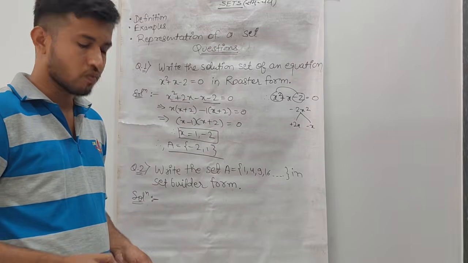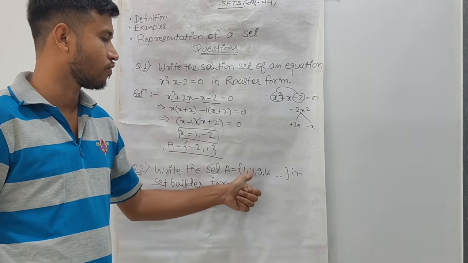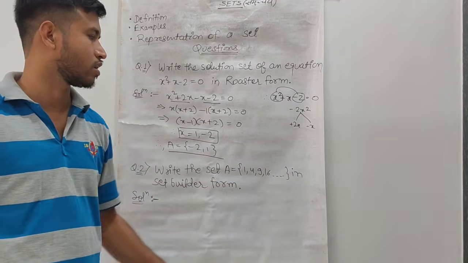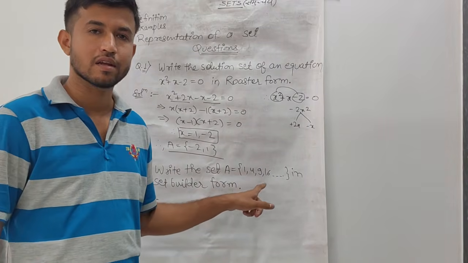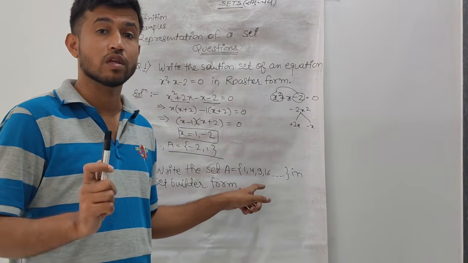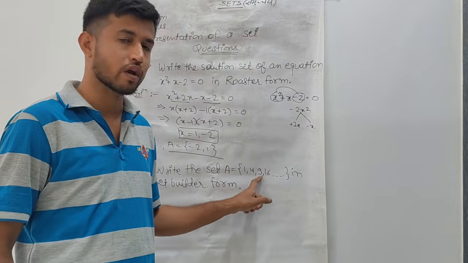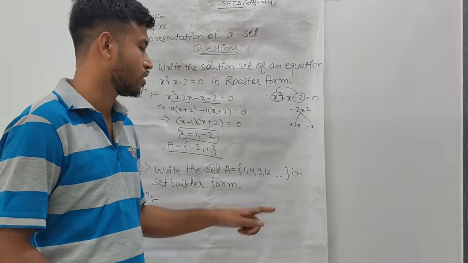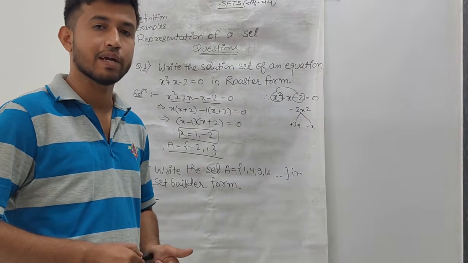Now we move on to the second question. Write the set A equals 1, 4, 9, 16 up to infinity in set builder form. Up to infinity means all natural numbers are included. You can see these are the squares of all natural numbers: 1 square is 1, 2 square is 4, 3 square is 9, 4 square is 16, up to infinity. Now we have to represent it in set builder form.